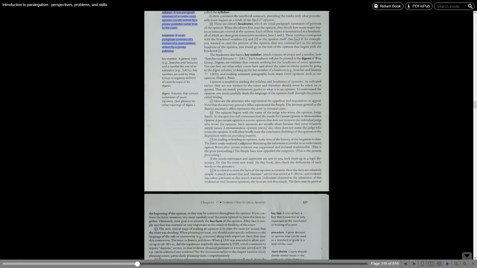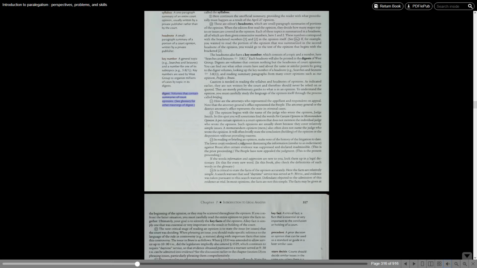Syllabus: a one-paragraph summary of an entire court opinion, usually written by a private publisher, rather than by the court. Headnote: a small paragraph summary of a portion of a court opinion, written by a private publisher. Key number: a general topic, e.g., searches and seizures, and a number for one of its subtopics, e.g., 3.81. Key numbers are used by West Group to organize millions of cases by topic in its digests. Digest: volumes that contain summaries of court opinions. See glossary for other meanings of digest.